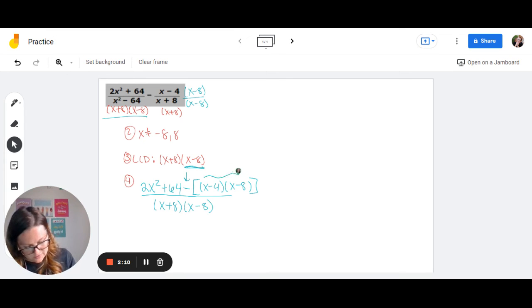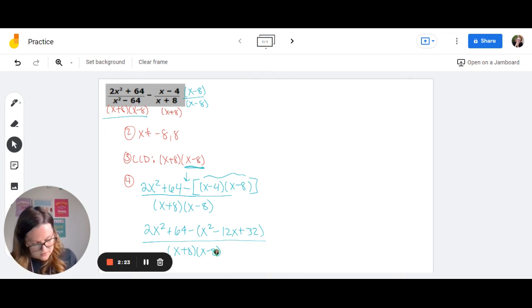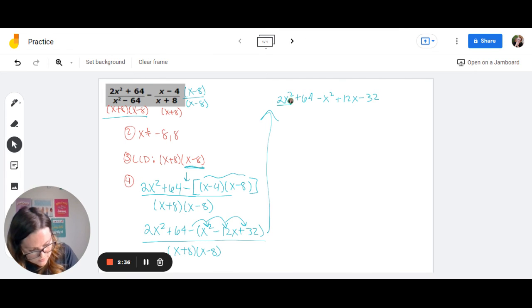Go ahead and multiply this part out. So this will stay the same. Subtracting that will be x squared minus 12x plus 32 all over my x plus 8 times x minus 8. Cleaning up the top here, I need to distribute. So that will give me 2x squared plus 64 minus x squared plus 12x minus 32. Combine your like terms. So I have just 1x squared plus 12x plus 32 all over my least common denominator.